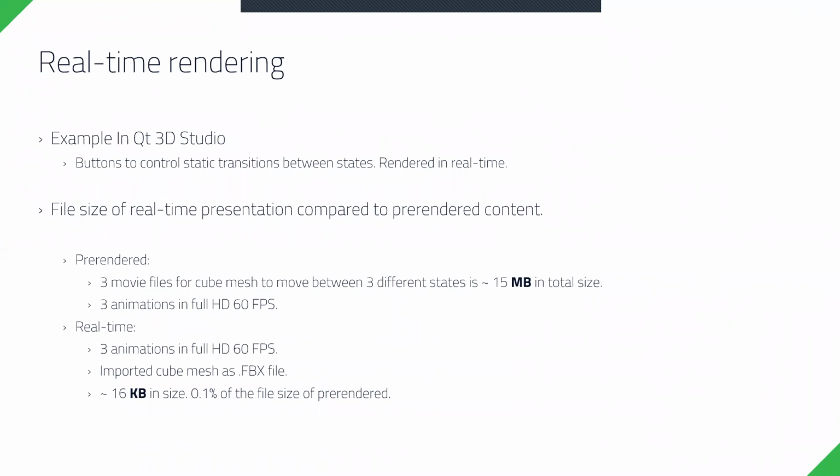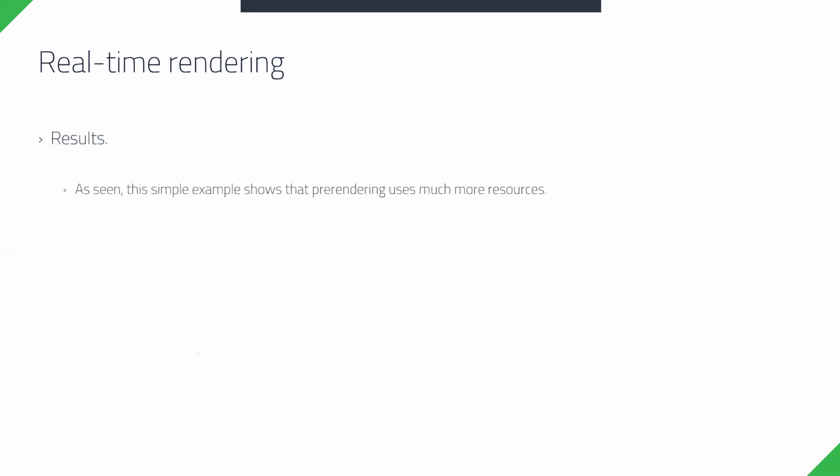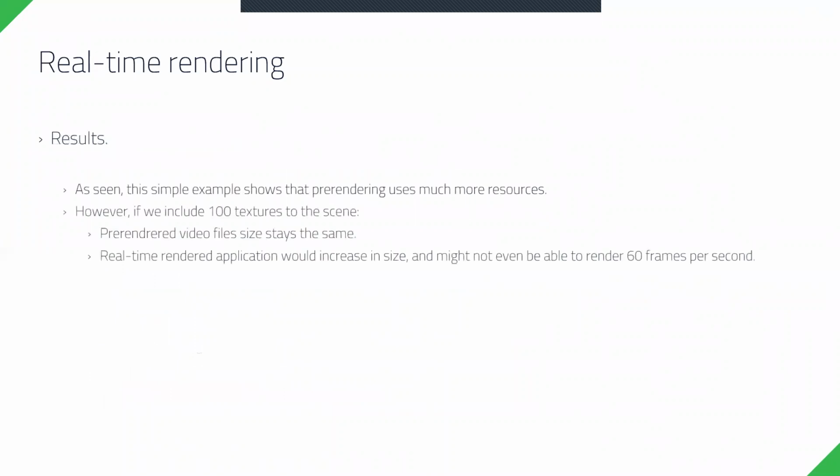So the results are that, as seen, this example shows that pre-rendering uses much more resources. However, if we include 100 textures in this same scene in both of these versions, the pre-rendered video file size would stay the same. But the real-time rendered application would increase in size and might not even be able to render 60 frames per second, since all of those resources need to be loaded into memory.